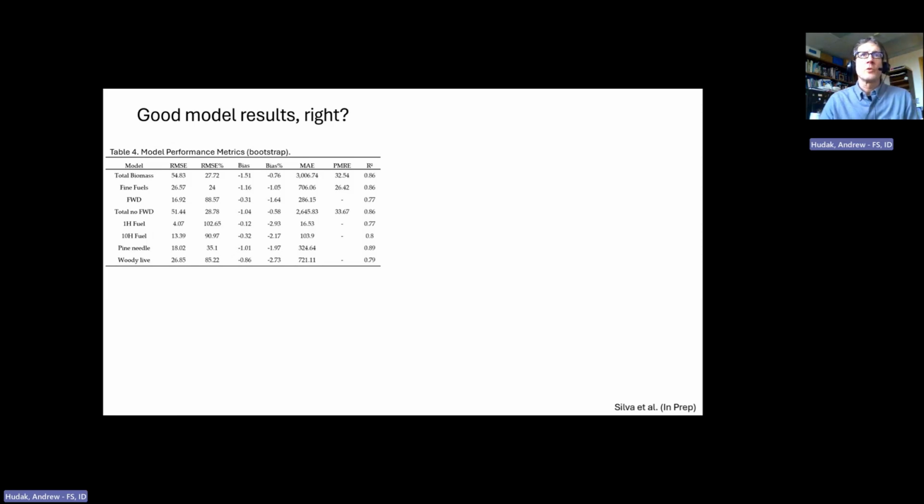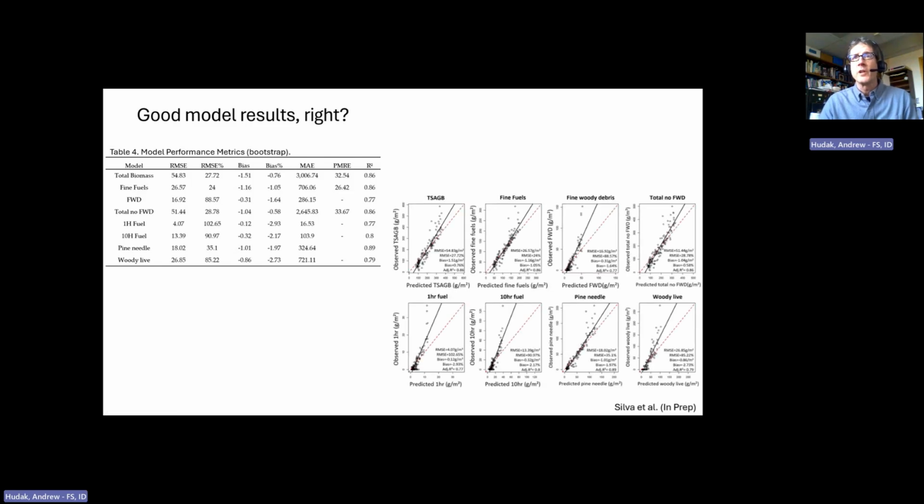And we got good R squares. I'll just jump to the right. You know, we get decent R squared statistics. And then if you look at the predicted versus observed relationships for these same 8 response variables, they all look good, really. So initially, you know, we were happy. It's like, wow, this is working just fine.